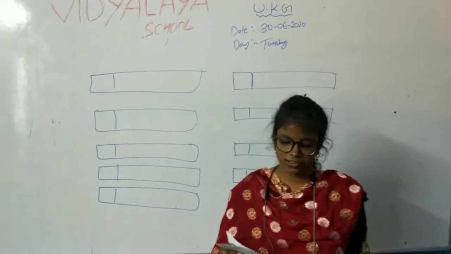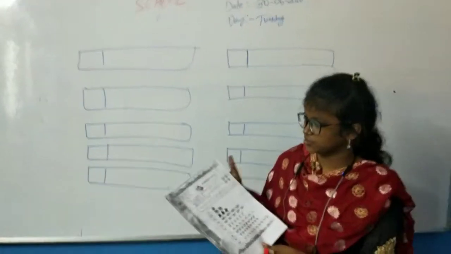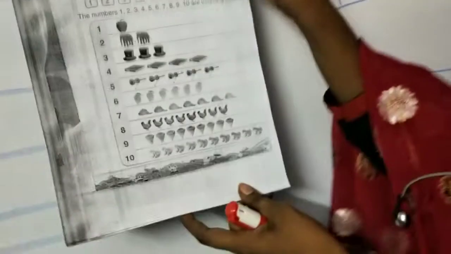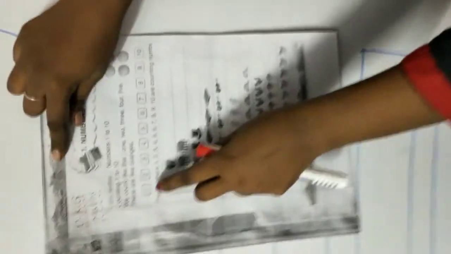Children, today we are going to teach UKG mathematics, okay? First, we have to see page number 1. Do you know numbers? What is this number? 1. Please repeat after me.